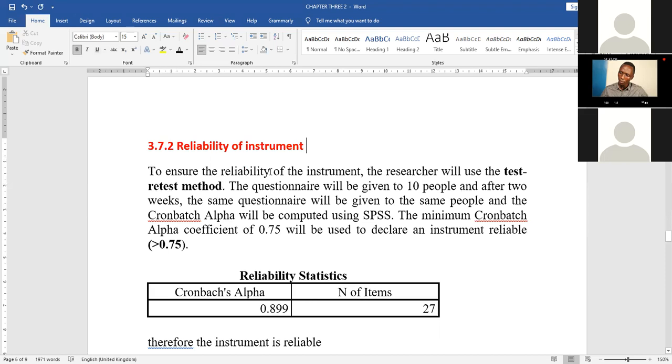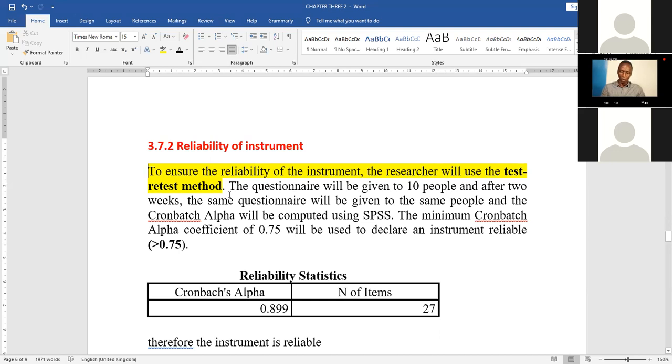To ensure the reliability of the instrument, the researcher will use the test-retest method. Now, what is the test-retest method? It means that you are going to give questionnaires to the people, but this is still a test. This is not data collection. This is not like real research. This is just a test. We are just testing the questionnaire.